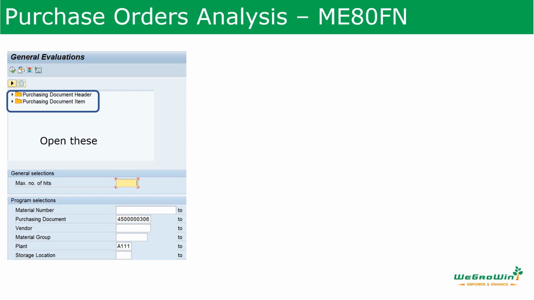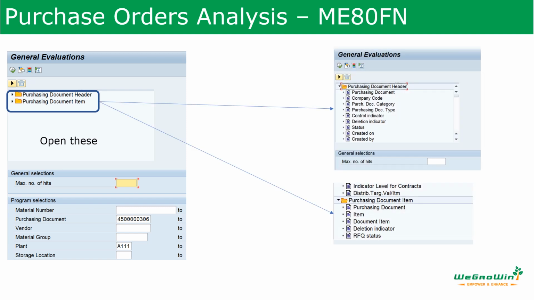Now we open these. We get options like the purchase document header. We have many options. These are only a few options which are there. If we scroll down, you can see many more. Similarly, for item level also, we have many options available. You can take them and proceed. So now you select which items are to be displayed there.